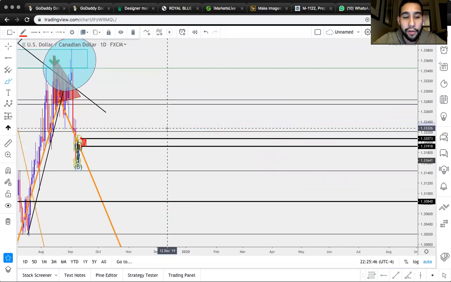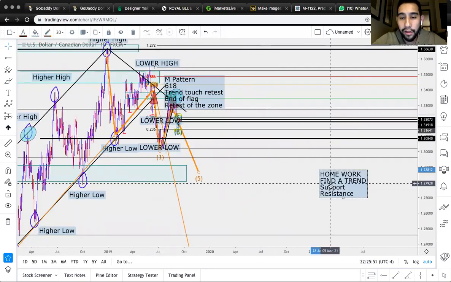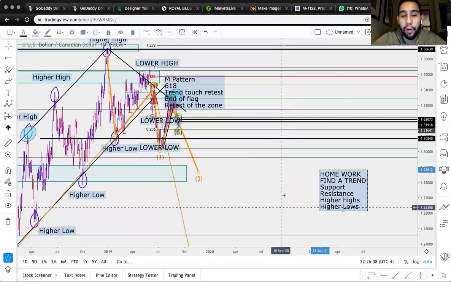So your other part of the homework is going to be to find a trend, support, resistance, higher highs, higher lows, right? And then you can also find a downtrend if you want and mark lower lows and lower highs.